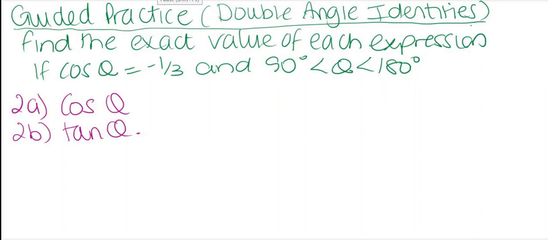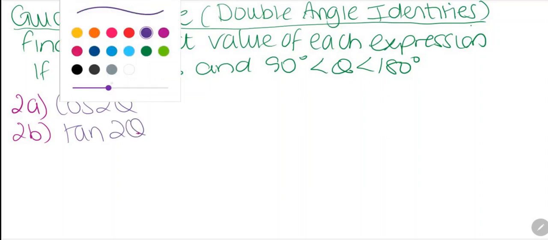So, guided practice for the double angle identities. Find the exact value of each expression if cos theta is minus a third and theta is between 90 and 180. We're asked to find the value for cos 2 theta and tan 2 theta.